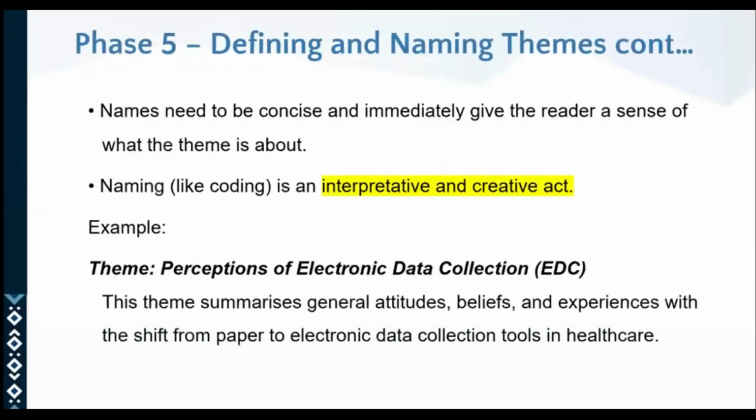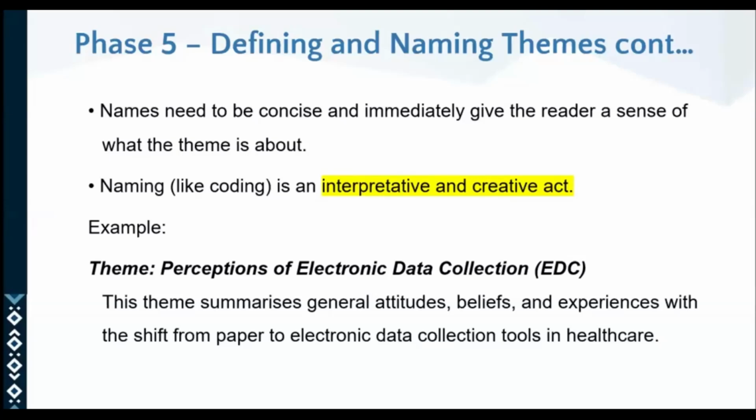So still under defining and naming our themes, the names that we give to our themes have to be concise. So you have to come up with a very concise and understandable name for each theme. And just like coding, the naming process is an interpretative process and it also requires creative skills, which is one of the major limitations of thematic analysis, because if you really don't know how to name your themes or come up with concise names for them, analysis may become difficult for you. And not only the analysis process, but also when it comes to interpreting your data.